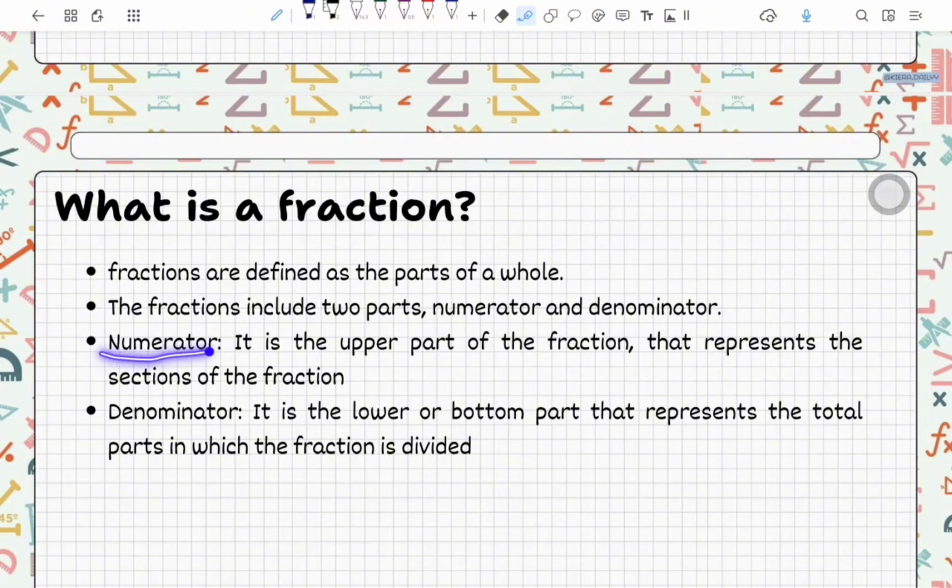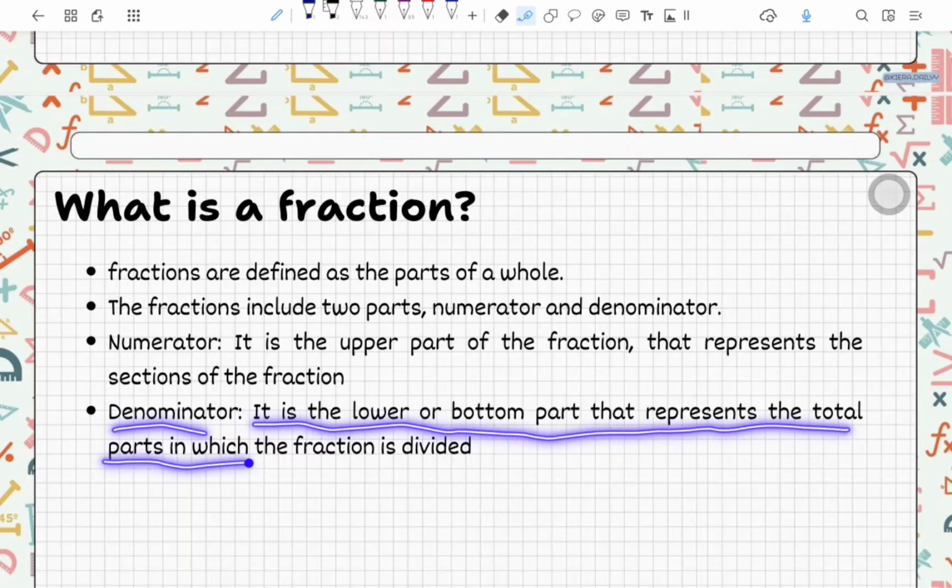The numerator is the upper part of the fraction that represents the sections of the fraction. So that is the upper part and only the sections of the fraction. The denominator is the lower or the bottom part that represents the total parts in which the fraction is divided. So basically, in the most common fraction, the number on the top, or the numerator, is lower than the number at the bottom, or denominator.